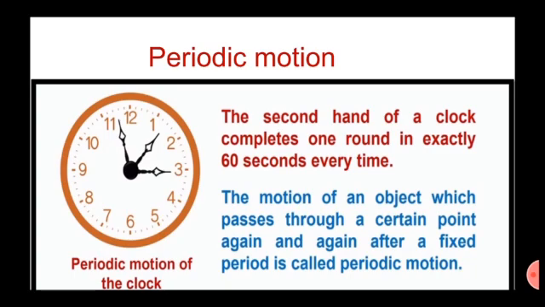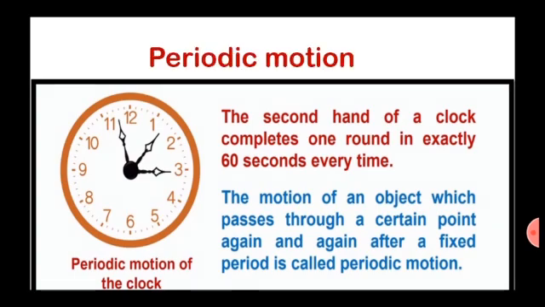In oscillatory motion and circular motion, some objects complete one round or one oscillation in a fixed period of time. For example, the minute hand of a clock completes one round in exactly 60 minutes every time, while a merry-go-round also completes every round in the same period of time. Such motion is called periodic motion. The motion of the second hand of a watch is repeated after regular intervals of time. The motion of the second hand of a watch is an example of periodic motion.